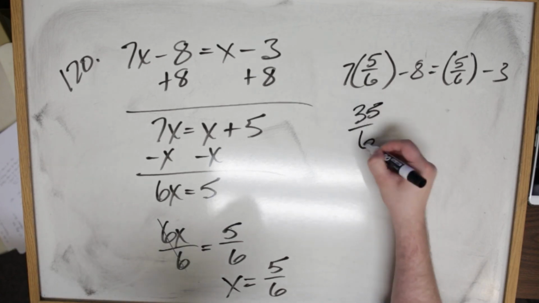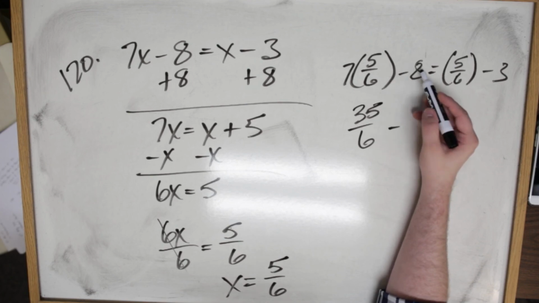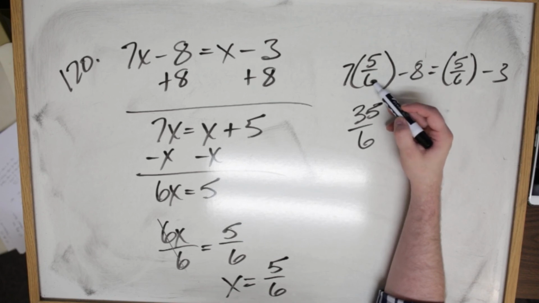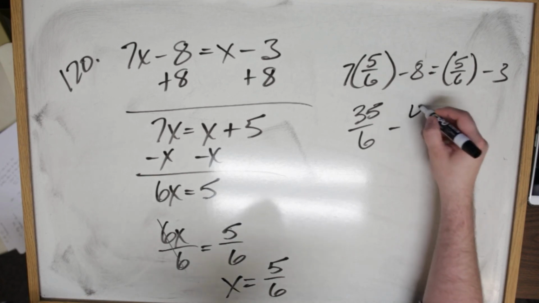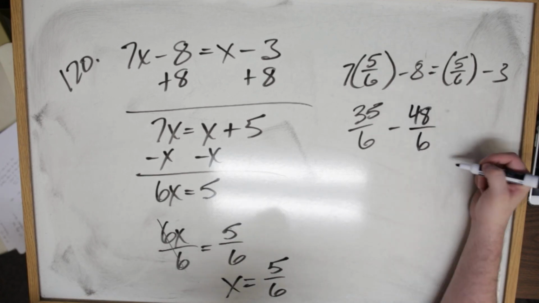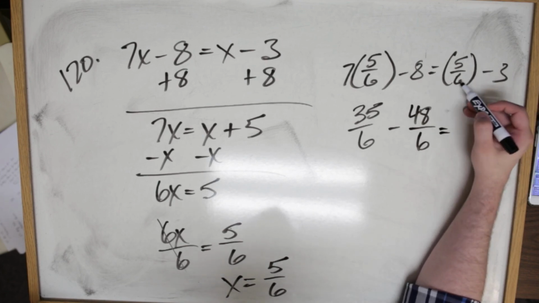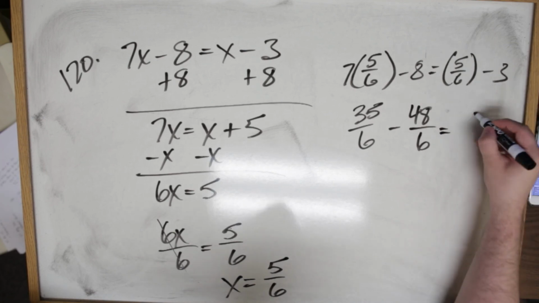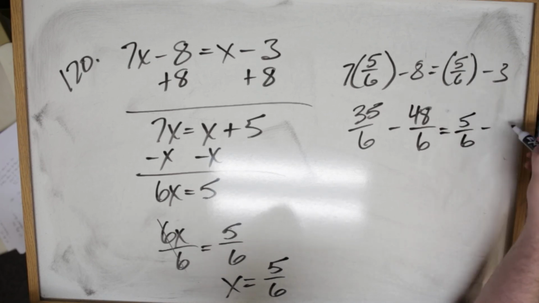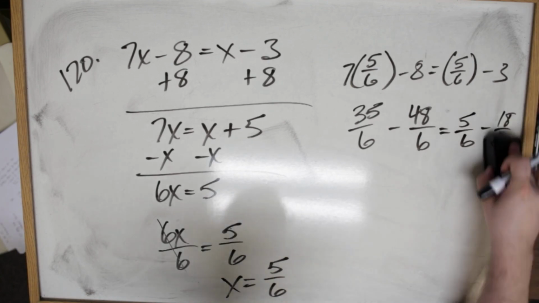35 over 6. The trick when you're trying to do common denominators with just a whole number is take whatever that denominator is and then multiply it by this number. So 8 times 6 is going to be 48. So this is what our numerator is going to be. Okay. Same idea over here. I take this number, I multiply it by that, and I get 18. 6 times 3 is 18. So 18 over 6. Sorry, 18 over 6.